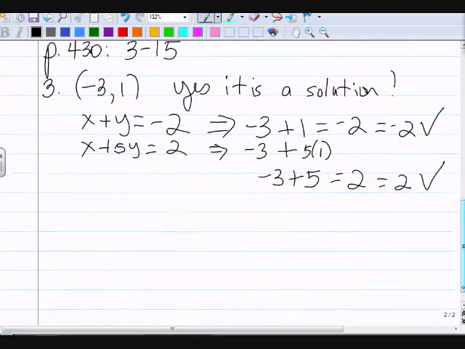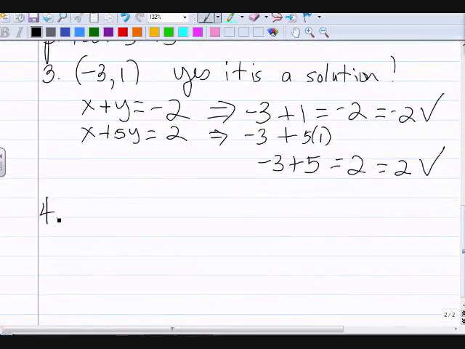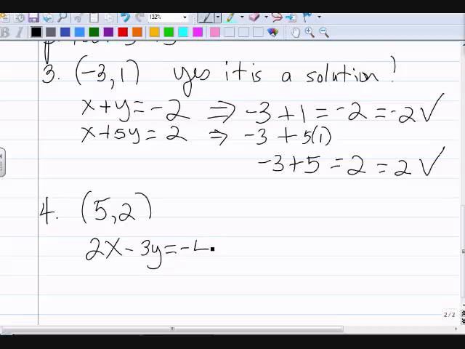Now we need to, of course, try one that isn't. So is (5, 2), x equals 5, y equals 2, a solution of 2x minus 3y equals negative 4, and 2x plus 8y equals 11? So is (5, 2) the solution? Do these two lines intersect at the point (5, 2)?